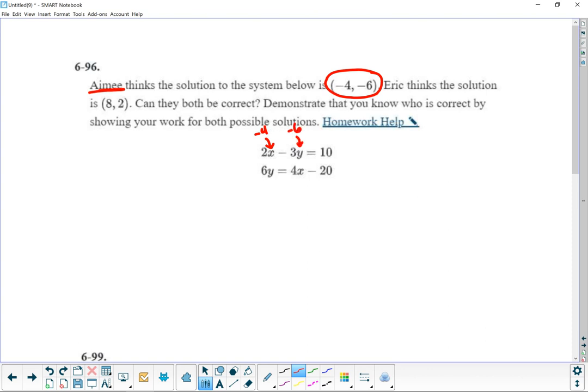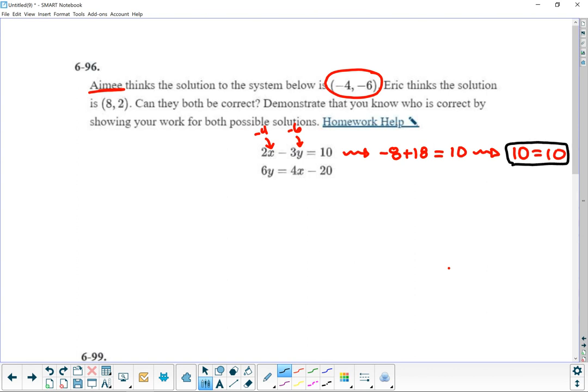Okay, so working this out, 2 times negative 4 is going to give me negative 8. Negative 3 times negative 6 is going to give me positive 18. And does that equal 10? Yeah, it does, right? So this is 10 equals 10, right? That works.